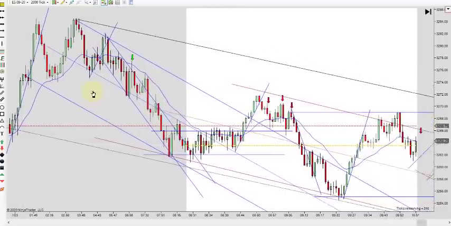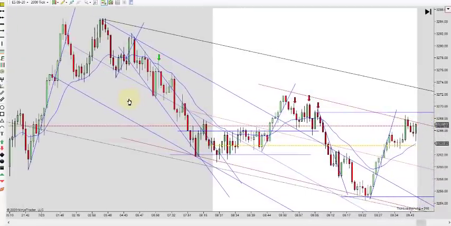So anyway, let's talk about the trades. You had to be real patient this morning. Right here at 7 o'clock, notice that we're kind of working sideways.